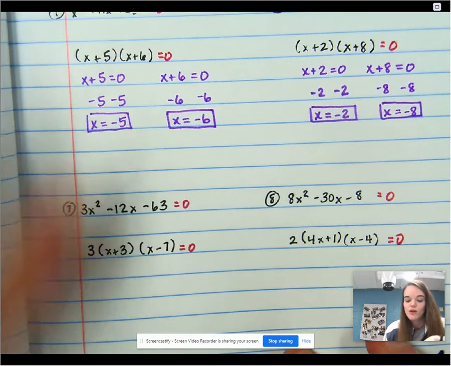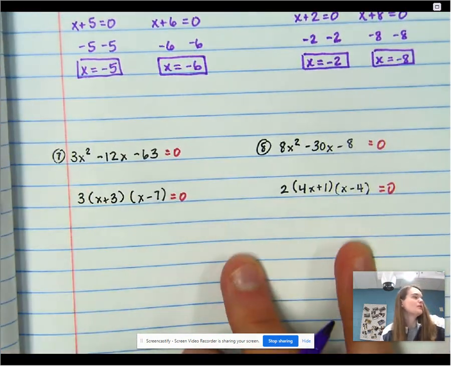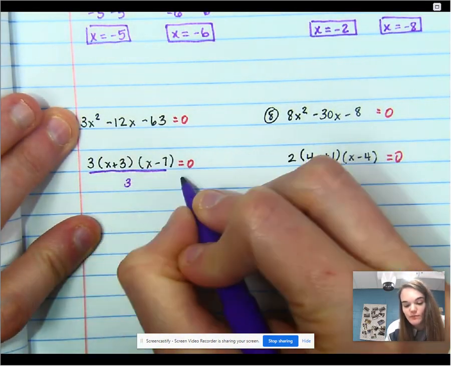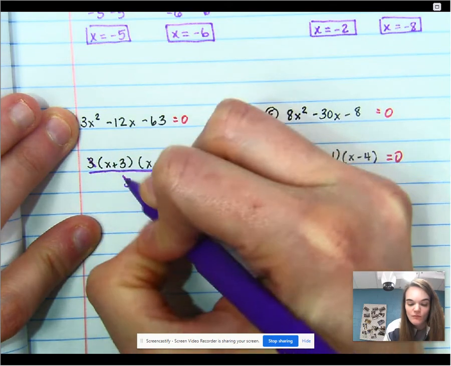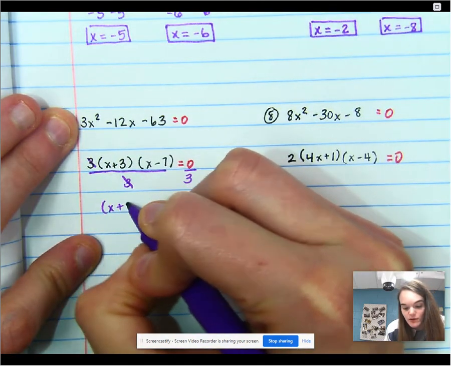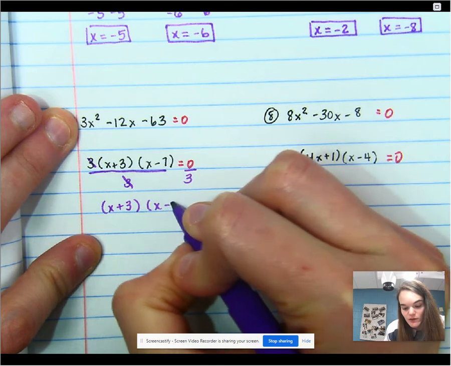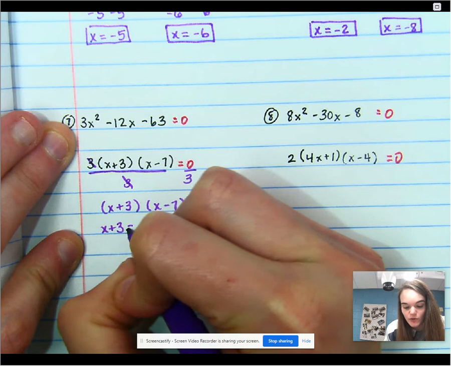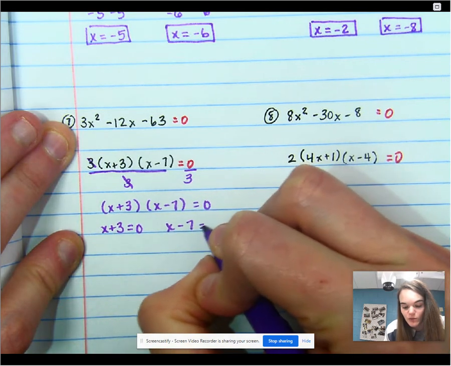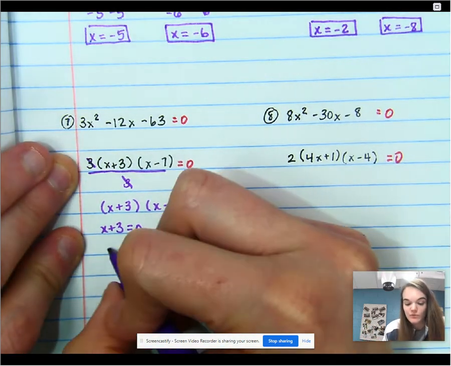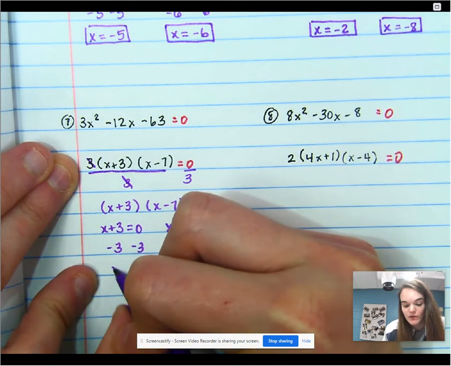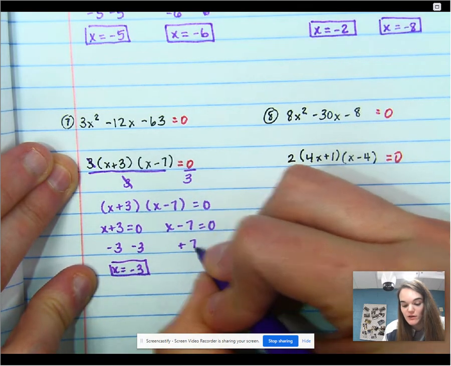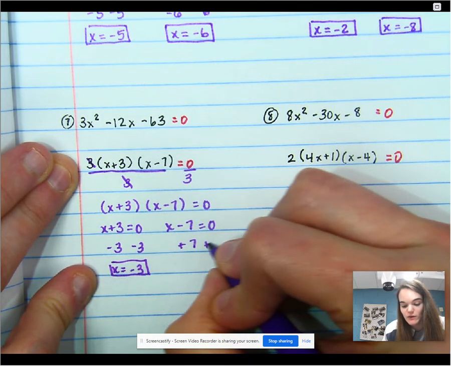Number 7 and 8. Just like before, I said if you have a number in front, you divide by that first. So divide by 3, which gives us x plus 3 and x minus 7 equals 0. Now we do it just like we did. x plus 3 equals 0. x minus 7 equals 0. Subtract 3. x equals negative 3. Add 7. x equals 7.